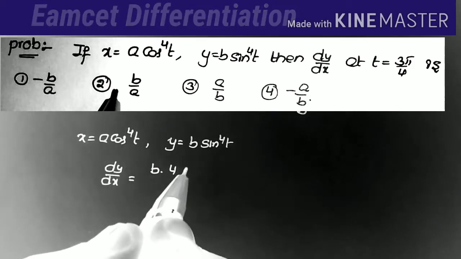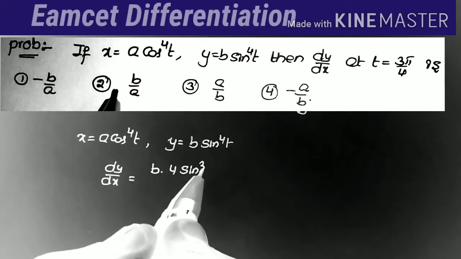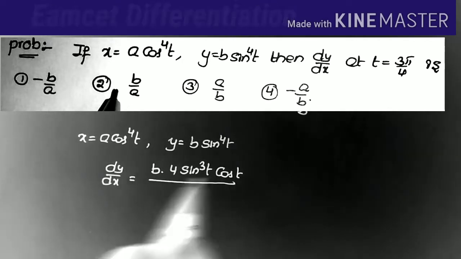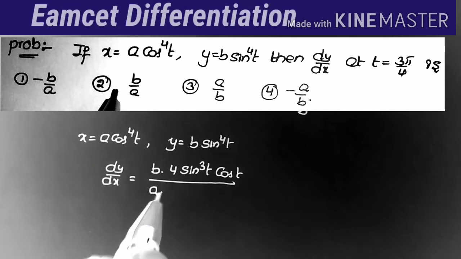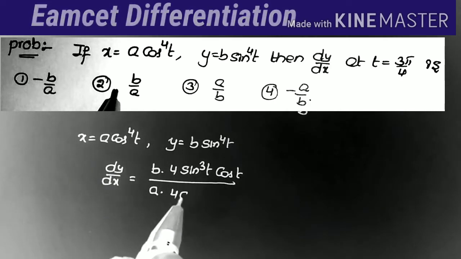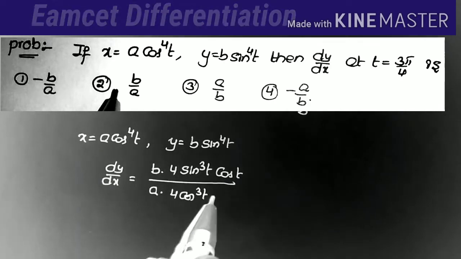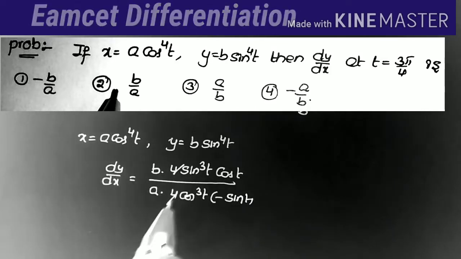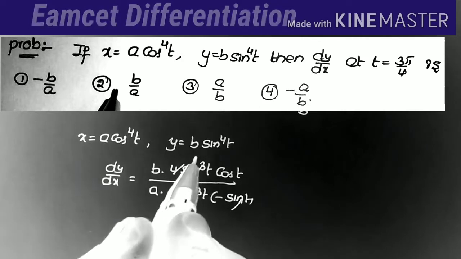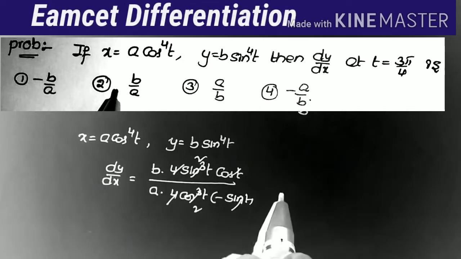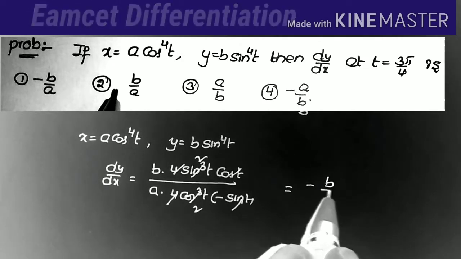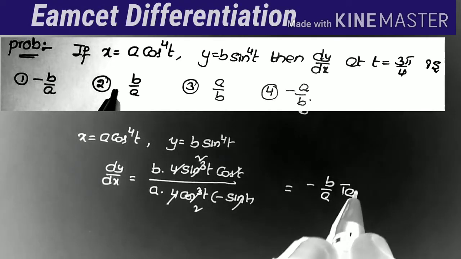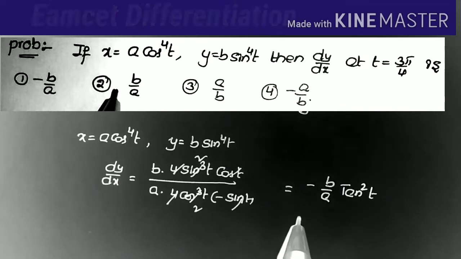sin⁴t derivative 4 into sin³t into sin t derivative cos t, whole by dx by dt, that is a into cos⁴t derivative 4 into cos³t into cos t derivative minus sin t. So the answer is, here it is cancelled by 2 times and it is cancelled by 2 times. So this is minus b by a into sin square by cos square. Sin square by cos square is equal to tan square t.